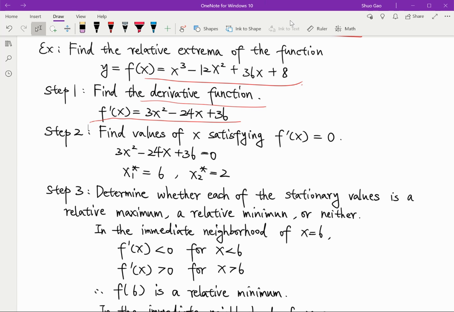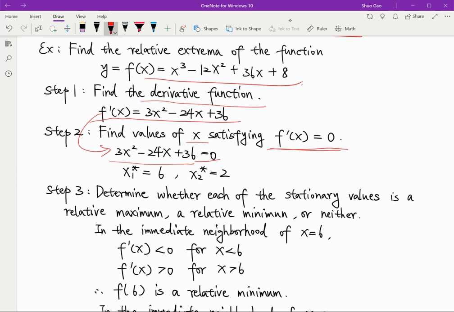And then our goal is to find the point where f prime x equals 0. And then we test whether it's a maximum or minimum or neither, right? So we need to find the values of x that satisfy this equation. The f prime x is just this equation, and we let this equal 0.